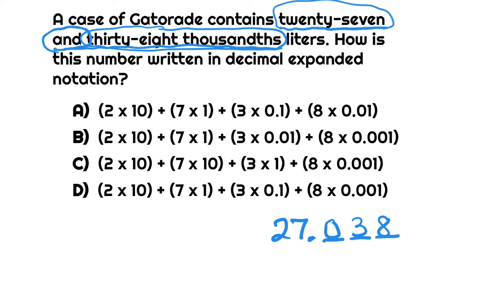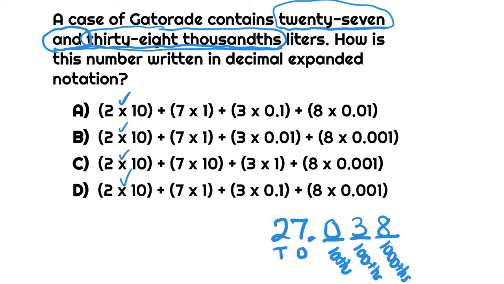Okay, so now it's all about seeing each digit and what place it's in. If I label my places, the 7 is in the ones, the 2 is in the tens, the 0 is in the tenths, the 3 is in the hundredths, and the 8 is in the thousandths. And so 2 first. The 2 is in the tens place. Answer choice A shows 2 in the tens place. B, C, D, they all look good.